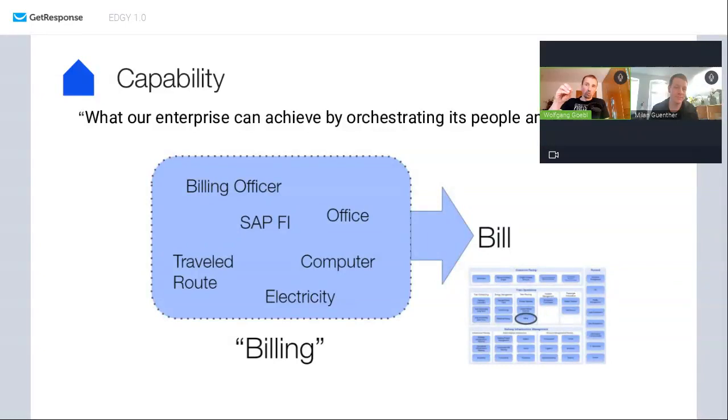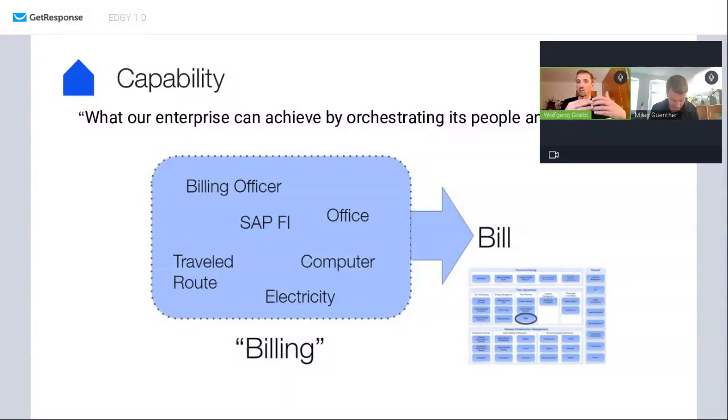So you have people together with assets performing activities to achieve outcomes, or in that case, an output, a bill. So you have a billing officer here, that's the person, and he has an SAP system, that's an asset, and an office, that's also an asset, a physical asset. He has a computer, a machine. He needs some electricity, raw material, and some information. In that case, travel route is information to create the bill. And that's the concept. For us, this is kind of a cell of the business.